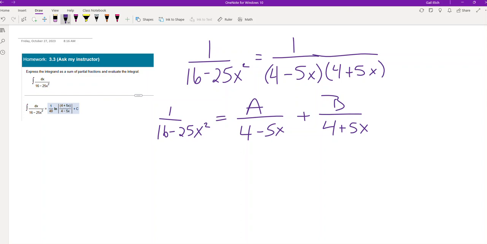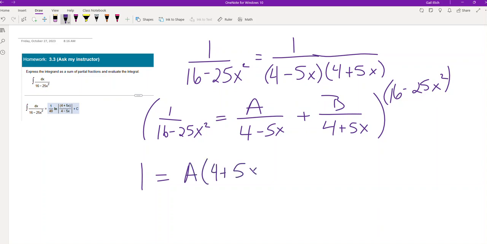All right, and then if you cross multiply, if you multiply through by the 16 minus 25x squared, so that's the same as multiplying by 4 minus 5x times 4 plus 5x, you'll get 1 equals A, and you'll have 4 plus 5x left there, because this factors as the 4 minus 5x times 4 plus 5x. So when you multiply it through, those cancel. And then here you're going to get B times the 4 minus 5x, because the 4 plus 5x's cancel.